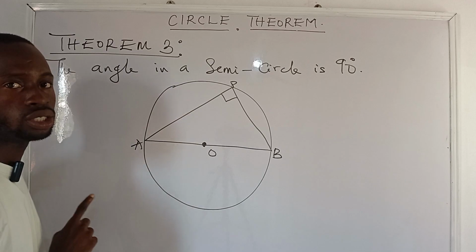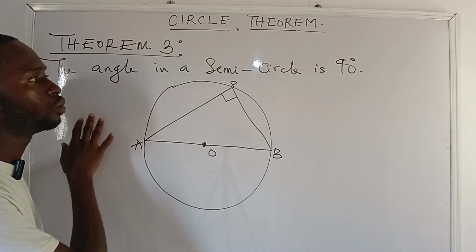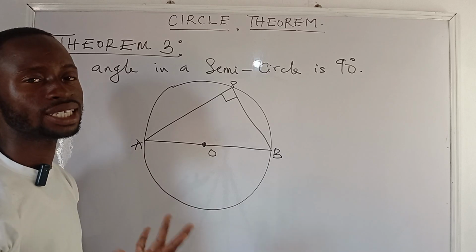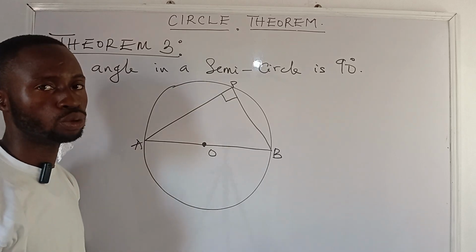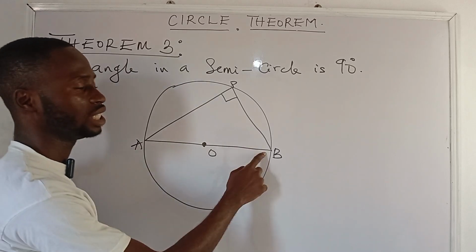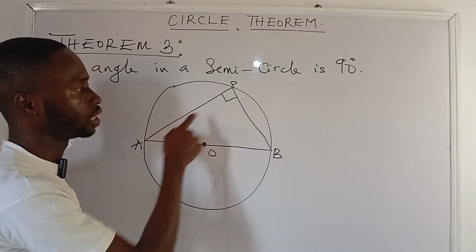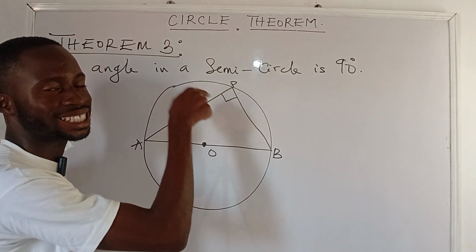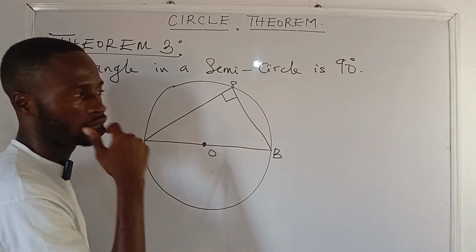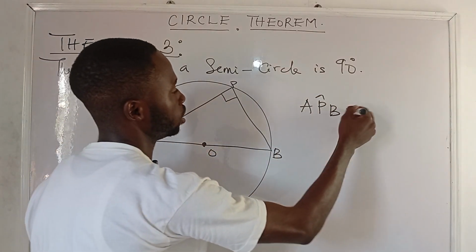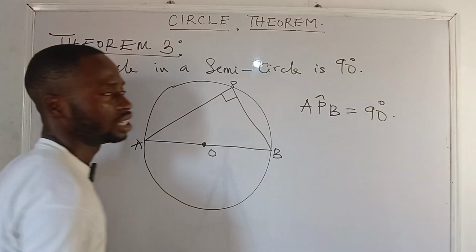So Theorem 3 states that the angle in a semicircle is 90 degrees. Now, remember that a semicircle is half of a circle. So if we have this diagram here, where this part is the half of the circle, the angle subtended here inside the semicircle is 90 degrees. What they are trying to say is that angle APB is 90 degrees.